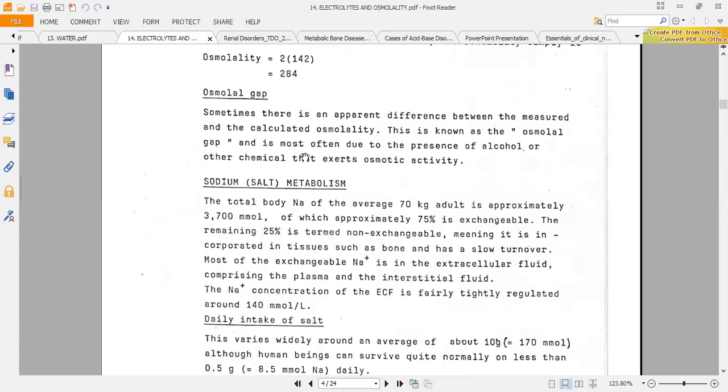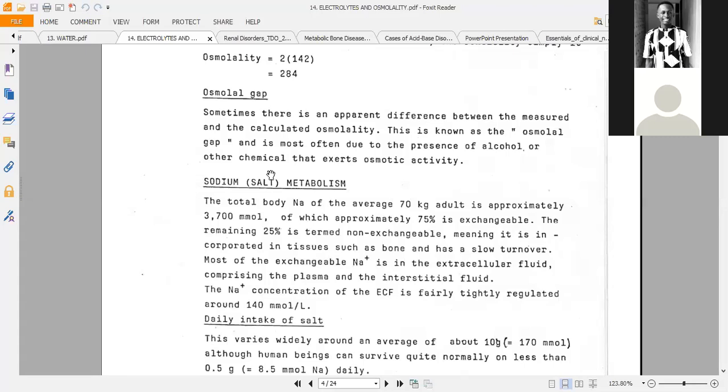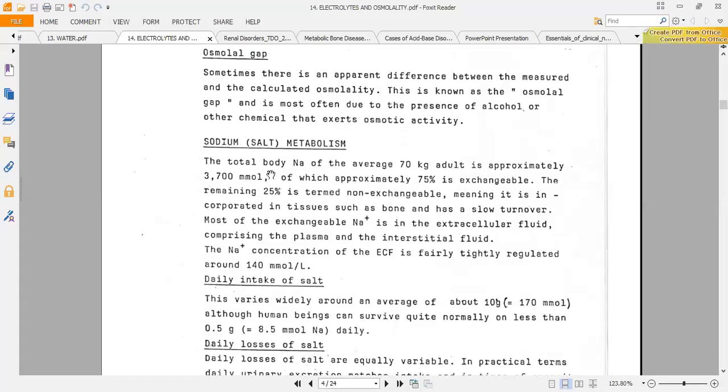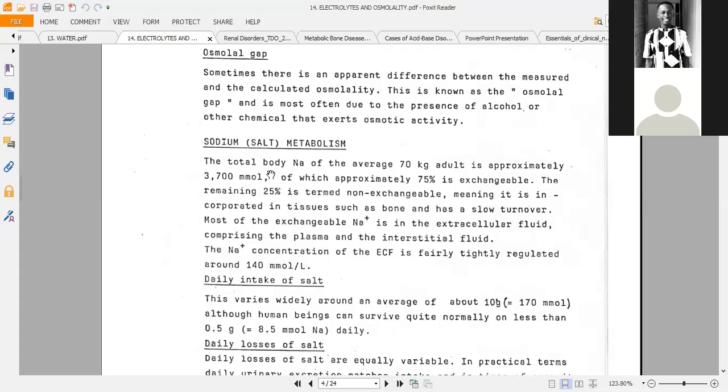Good. So now with this concept, let's go to the electrolytes. The first electrolyte we are going to talk about is sodium. What I want to emphasize is that the plasma sodium level is between 135 and 145 millimole per liter. So if you take someone's blood sample and the lab result comes, it's supposed to be between 135 and 145. If it's less than 135, we say the person has hyponatremia. If it's more than 145, the person has hypernatremia.